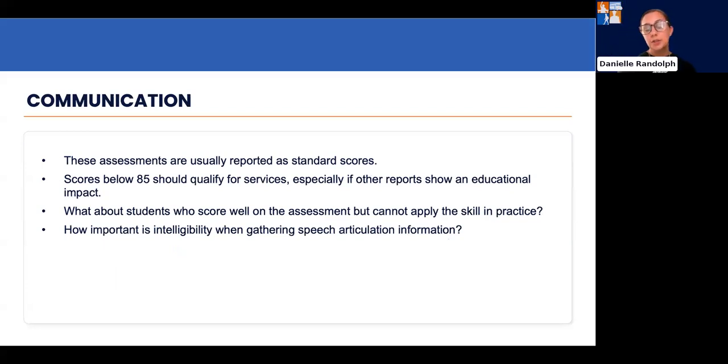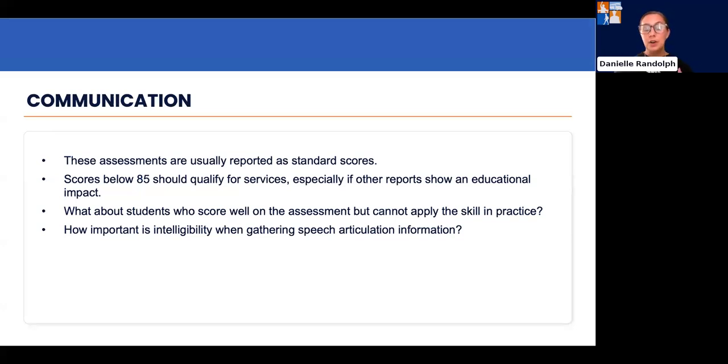Communication usually uses standard scores, so anything below an 85 would qualify for services most often. Like I said, sometimes they're a little picky. But these two questions I put in there are because this year I've run into a couple different situations where a school wouldn't qualify students because the student maybe scored really well on the speech and language assessment, but we were saying, hey, they can't apply that in practice.